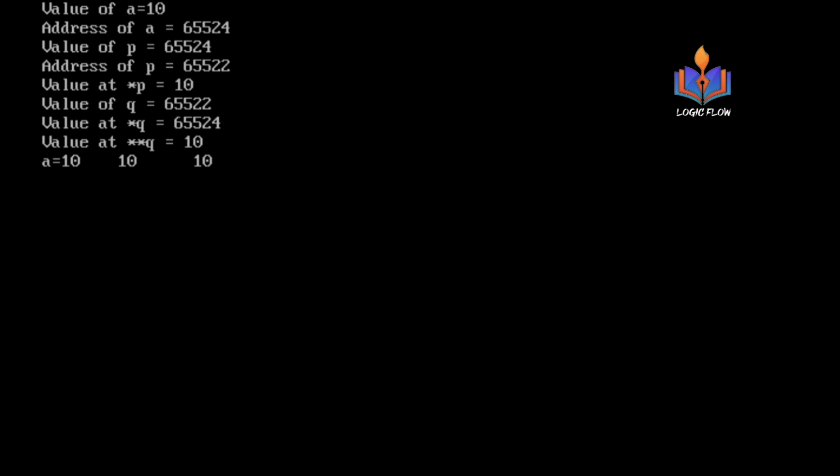So hope you have understood this. Finally, we are printing the value 10 through different variables. Through a, we are printing 10. Through pointer variable p, we are printing 10. Through double pointer, double asterisk q, we are printing the value of a, which is 10. Analyze the memory blocks that I have shown in the dry run, then you can easily understand this.